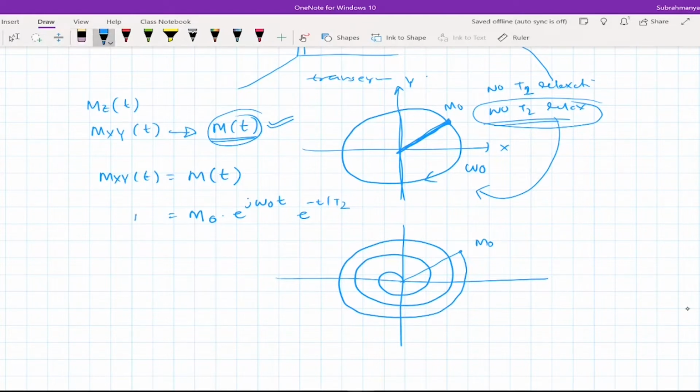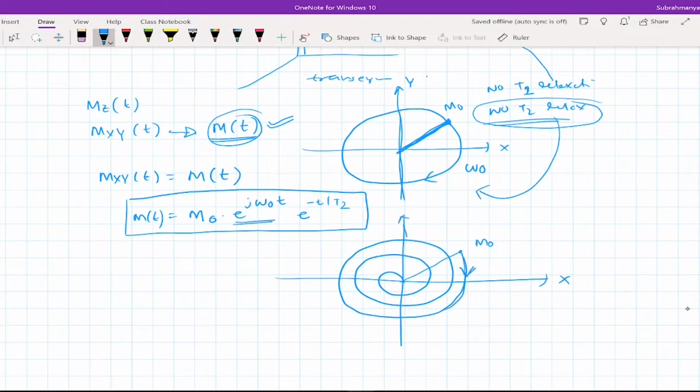The value of magnetization which is measured in the transverse plane would be equal to M naught, where M naught is the initial value, rotating in the xy plane with a frequency of omega naught. So this would be M naught into e power j omega naught t, and its magnitude is decaying exponentially by a factor of T2, so that would be equal to e power minus t by T2.